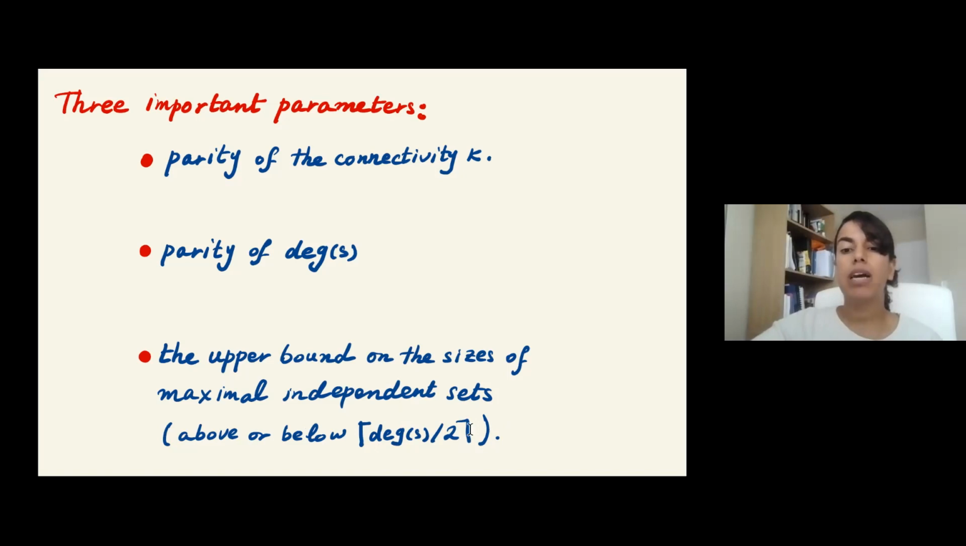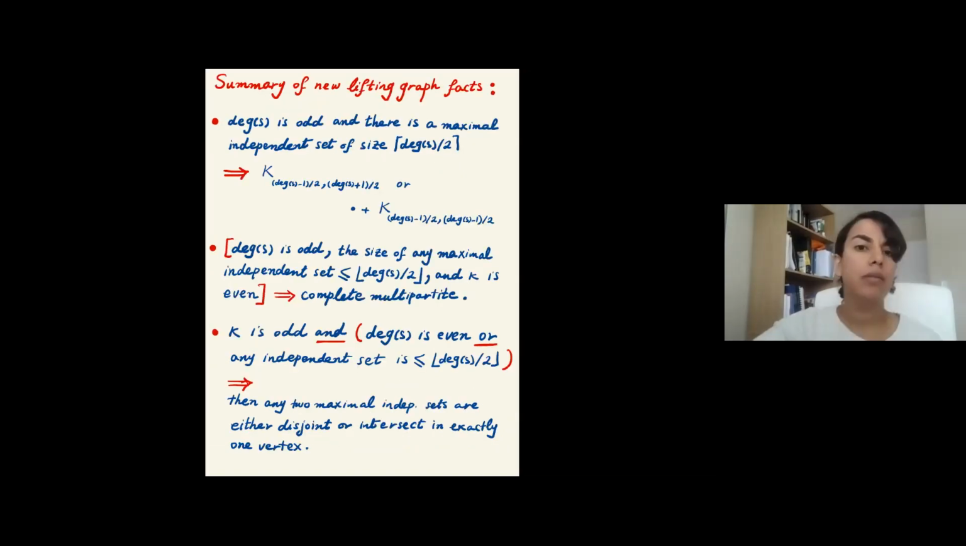The maximum possible size of an independent set in the lifting graph is this. When there are 2 sets of this size, it's with odd degree. This is what gives us the isolated vertex plus complete bipartite. So here's a summary of the new things about the lifting graph. So either complete bipartite like this or isolated vertex with complete bipartite.